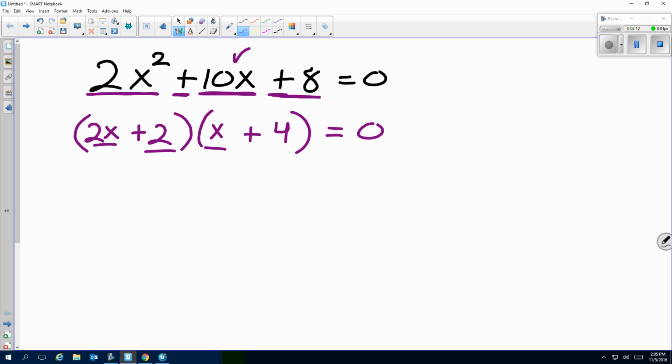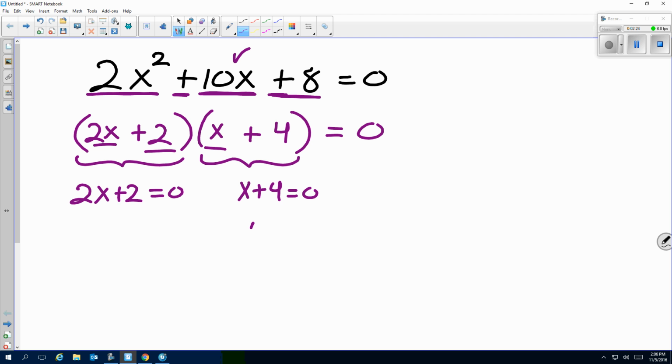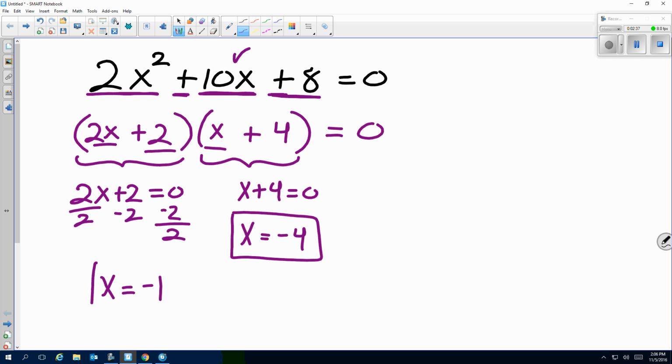Set equal to 0. That means we have two individual math problems. I had the math problem that says 2x plus 2 equals 0. And I had the math problem that says x plus 4 is equal to 0. We still have to solve these, but it's really not that bad. We can take the 2 away and divide by the 2, and we see that x is equal to -1 and x is equal to -4. Okay?